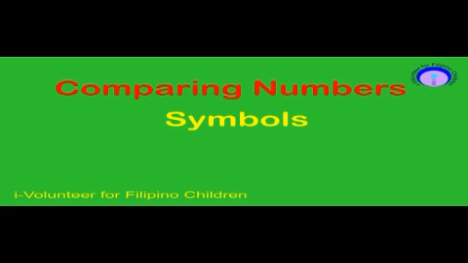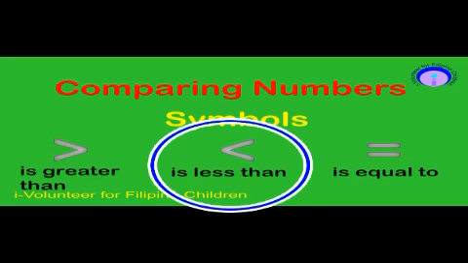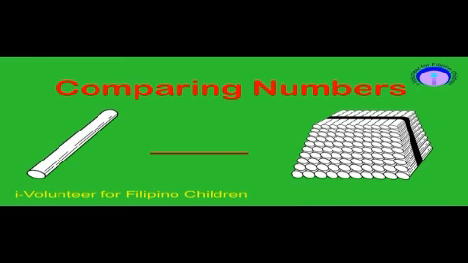Here are the symbols we are going to use in comparing numbers. Greater than sign. It will be read as is greater than. Second one is the less than sign. This is read as is less than. The third symbol is the equal sign. This can be read as is equal to or equals. I repeat, is greater than, is less than, is equal to. Can you read what the diagram tells you?